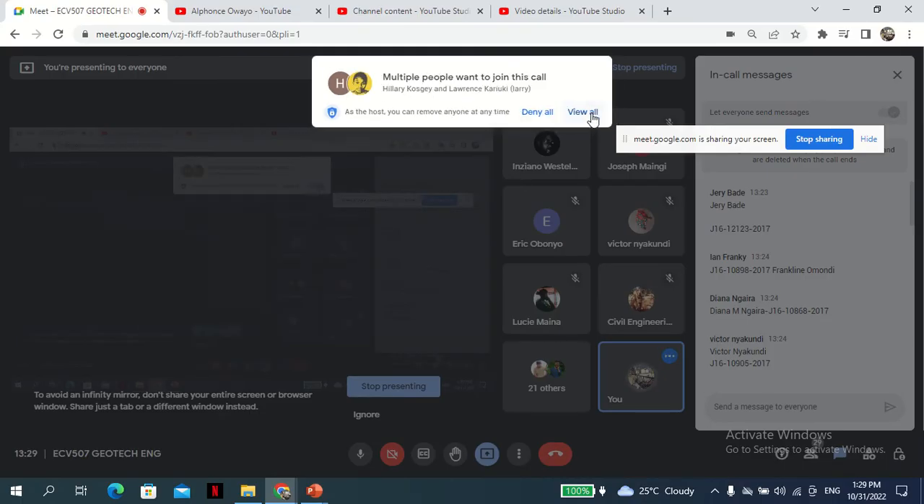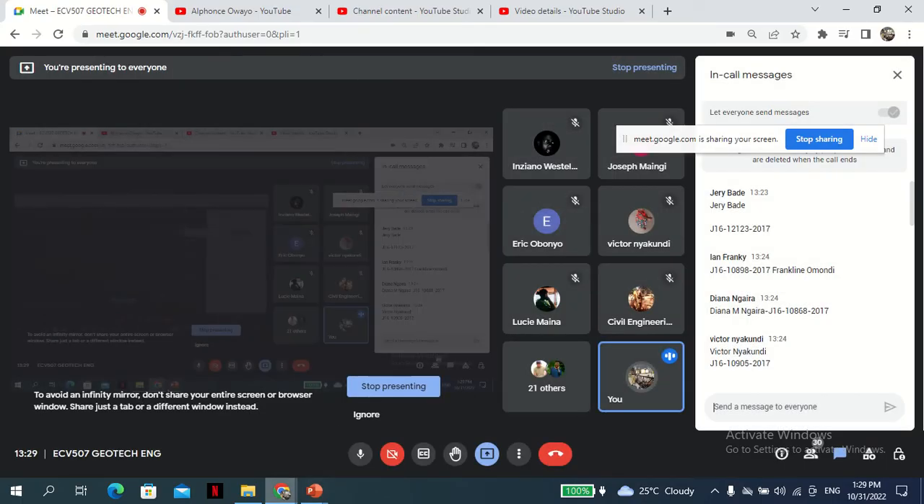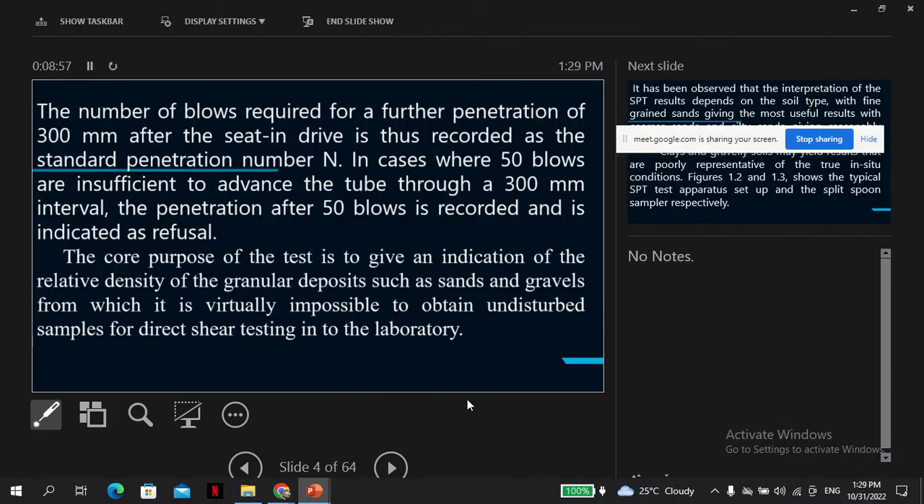So if 50 blows are insufficient to cause 300 millimeter advancement, then you record that as refusal. The core purpose of the test is to give an indication of the relative density, first, of the granular deposits such as sand and gravels.